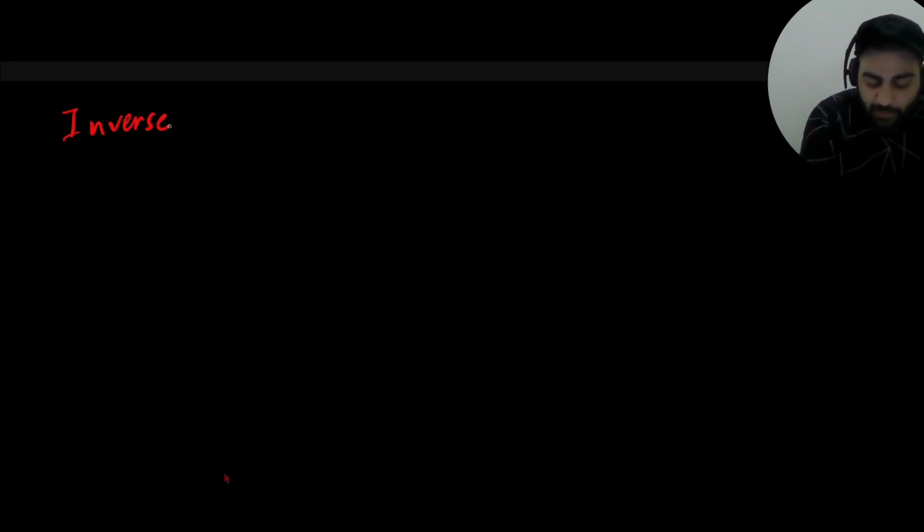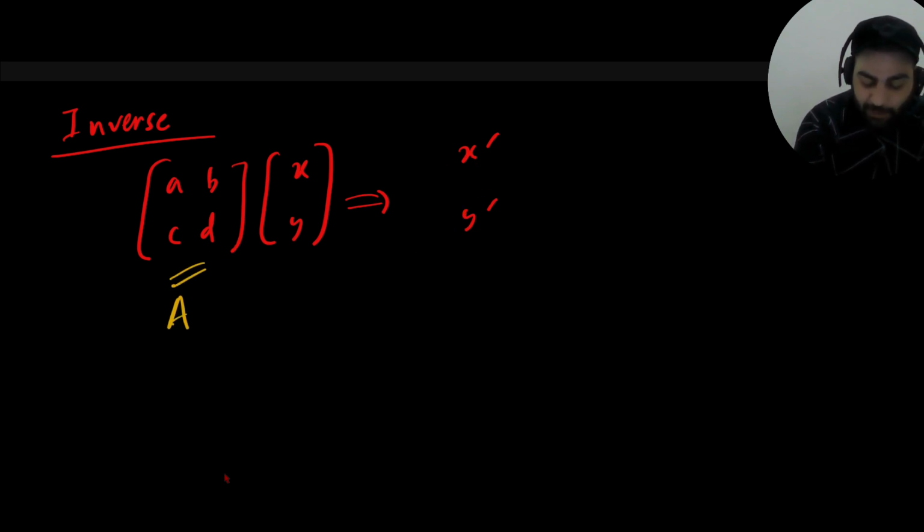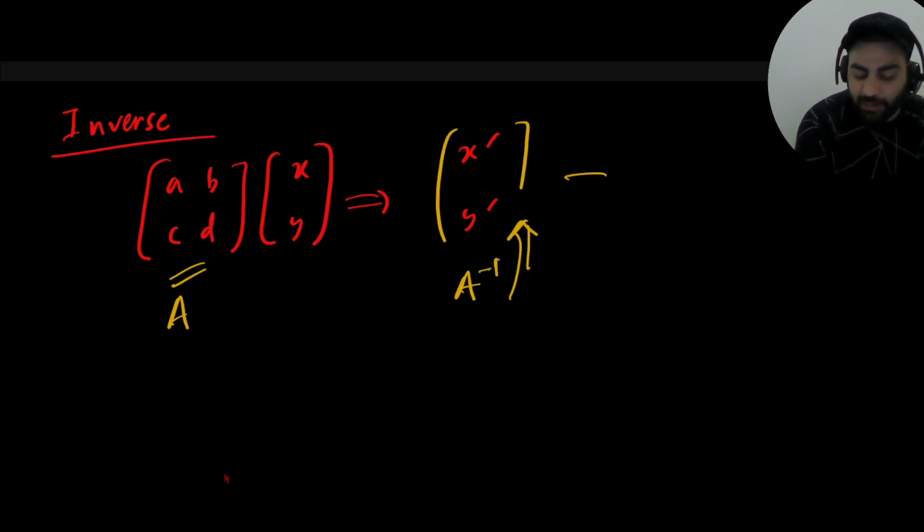So you now know the meaning of inverse. Let's suppose we had a generic vector x and y, and we applied some transformation a b c d onto this, and it took the vector to x dash and y dash. If we again apply the inverse of this transformation, let's suppose this is our matrix A, if we apply A inverse onto this, it should get back to x and y. That's the meaning of inverse.